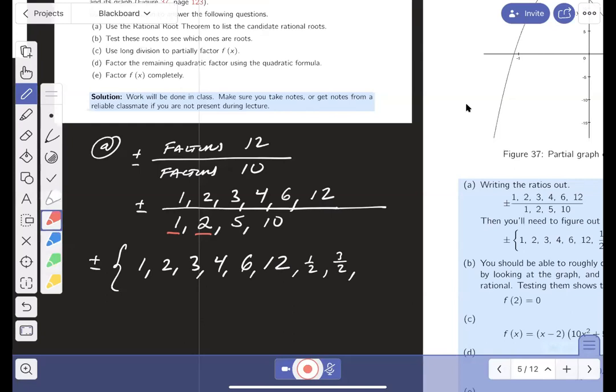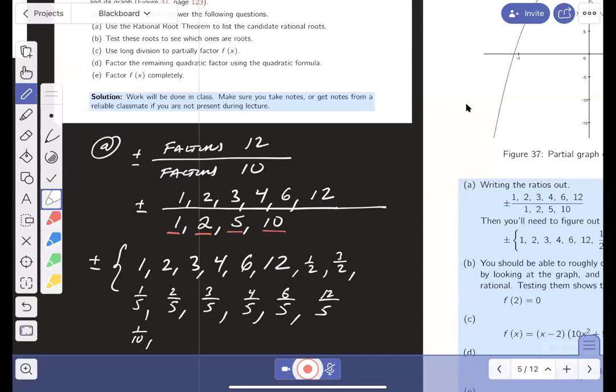Now we're going to go to 5. And what do you get? 1/5, 2/5, 3/5, 4/5, 6/5. It's a lot of work though, isn't it? And 12/5. Then what are we going to do? We're going to take this last guy, which is 10, and what do you get? You get 1/10. 2/10 is 1/5, right? It's already down.